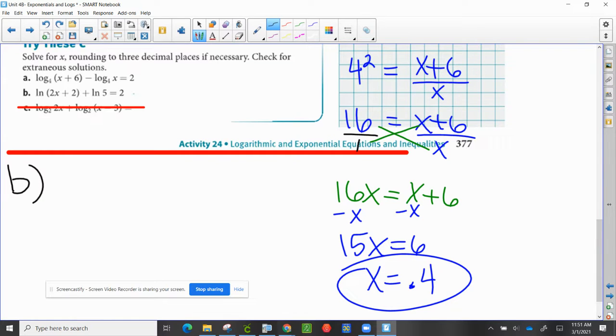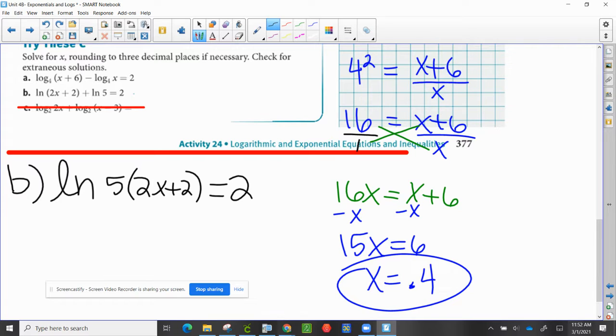Example B, we have the natural log. We're going to condense this into one part. So addition turns to multiplication. So we're going to have 2x plus 2 times 5. Or it might even be easier to write it like this. Is equal to 2. Okay, so go ahead and try this one.